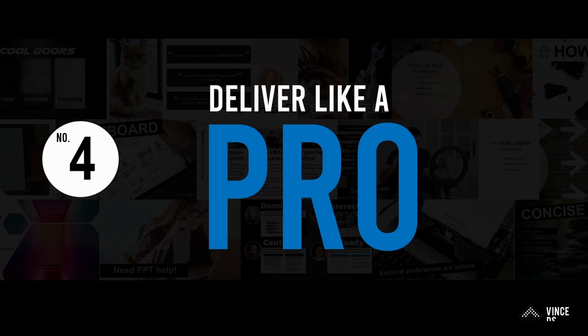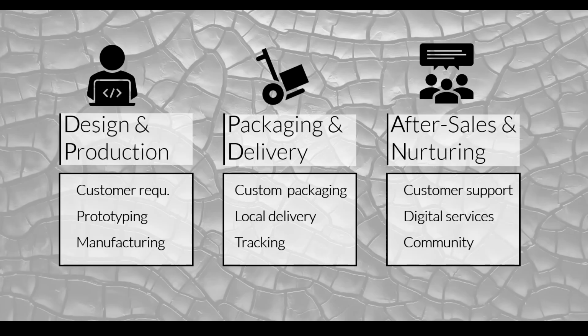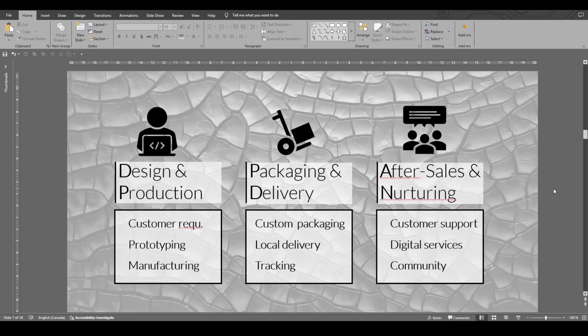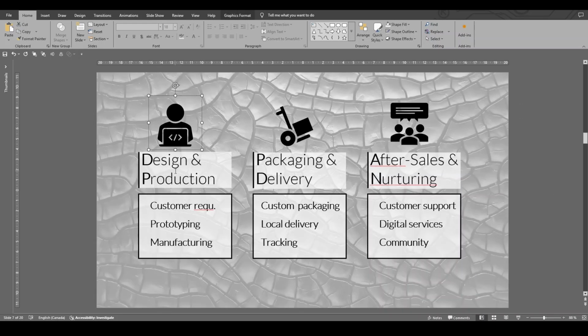Now, if you want to deliver it like a pro, here's how it would sound. Delivering like a pro means you say: hi guys, I want to share how we're offering 3 core areas in our business model, how we design, produce, package, and deliver, and a bit about the after sales and nurturing process. These core areas are critical for a business because we manage customer requirements, prototype, manufacture, take care of packaging, delivery, and tracking, and then offer customer support, digital services, and community.